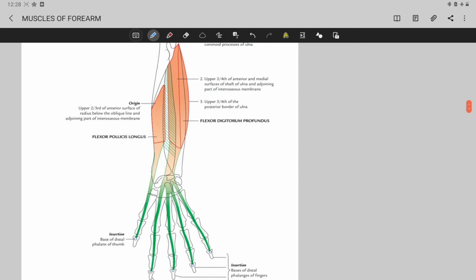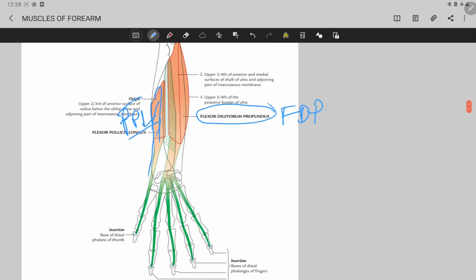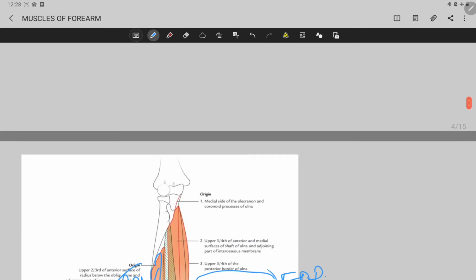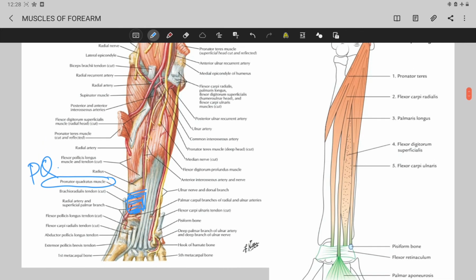Here you can see these muscles. This is the flexor digitorum profundus. This is the flexor pollicis longus. These are the deep muscles and these are the superficial muscles.